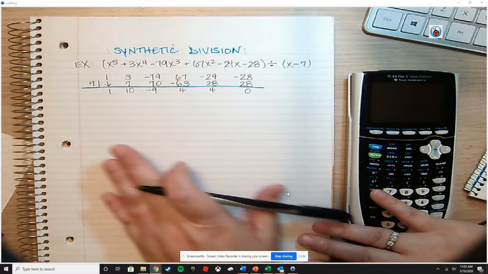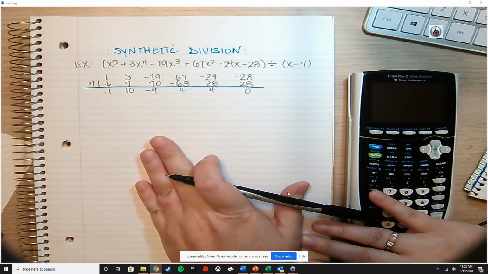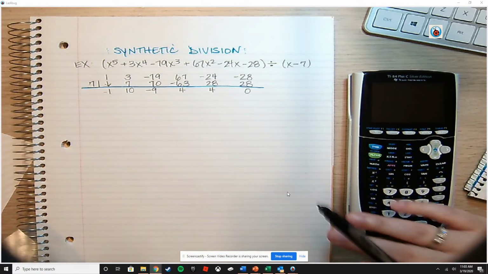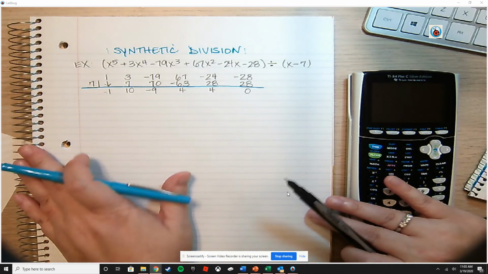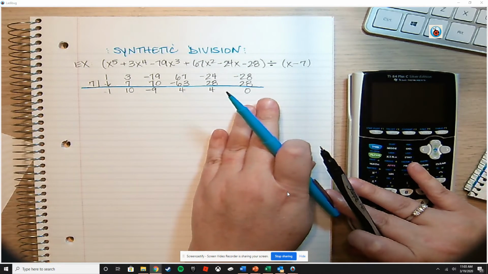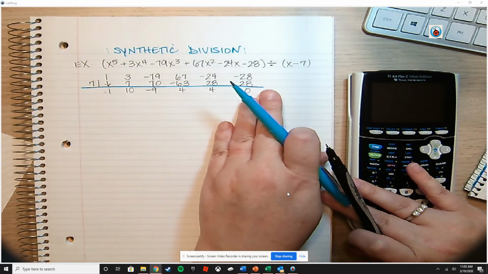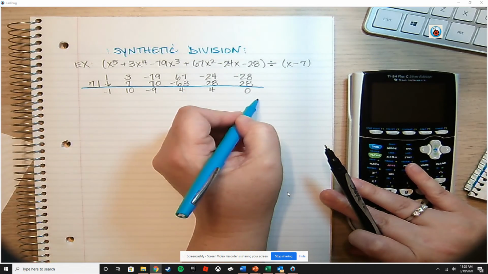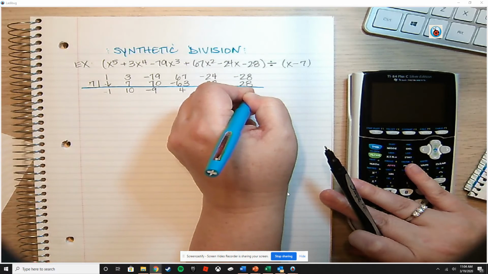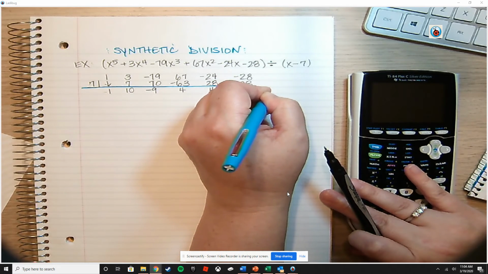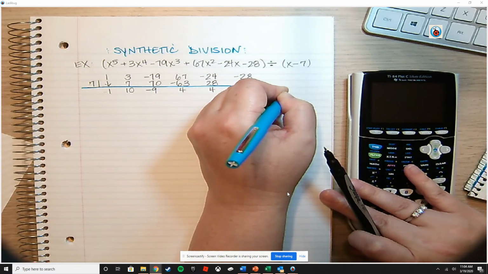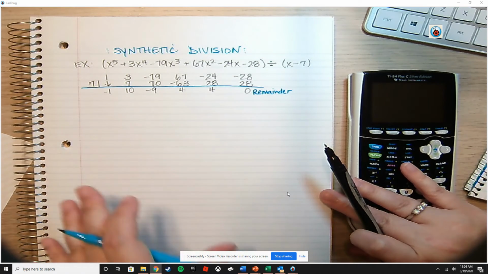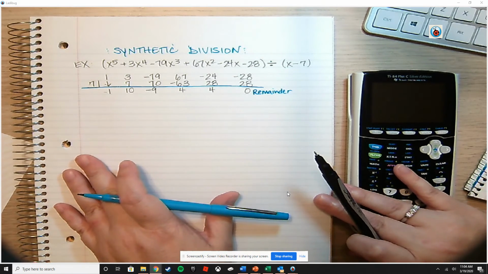All right, so what I have now is I have my answer, and it doesn't look like it, but this is how I teach my students. I teach them to fill in what they need backwards. Okay, so this last term right here is the remainder, because remember, when you divide, you can have a remainder. So my remainder is 0.